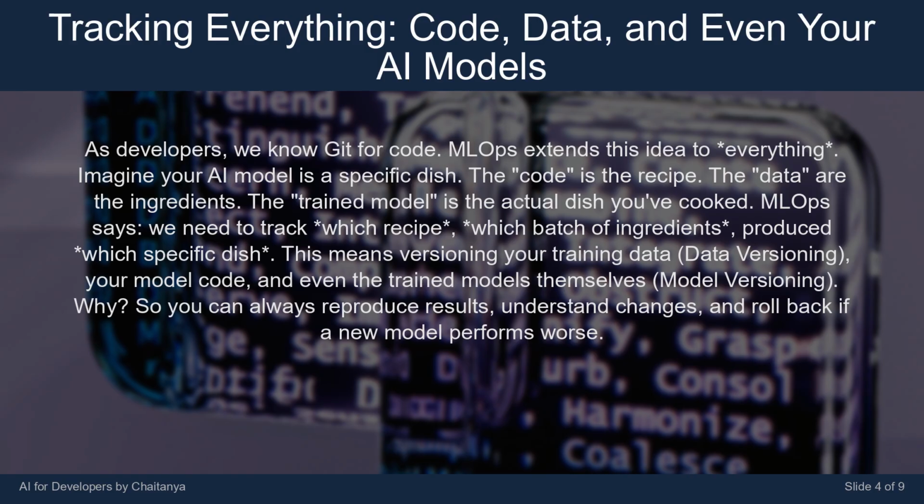MLOps says, we need to track which recipe, which batch of ingredients, produced which specific dish. This means versioning your training data, your model code, and even the trained models themselves. Model versioning. Why? So you can always reproduce results, understand changes, and roll back if a new model performs worse.